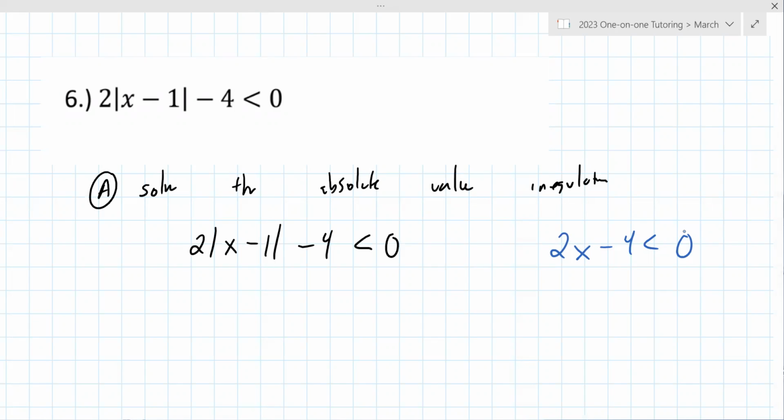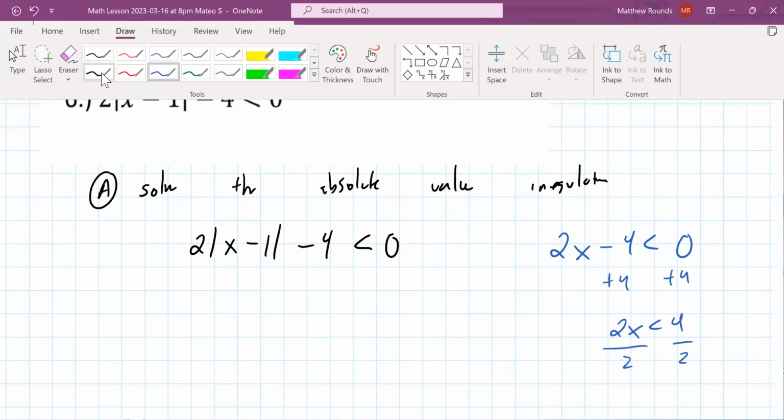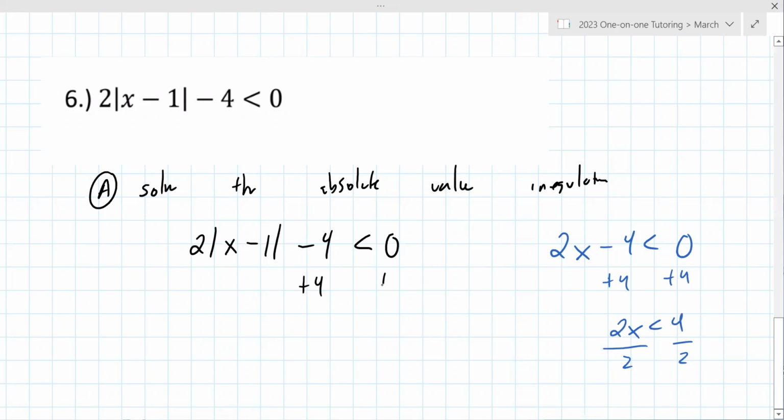Add 4 to the other side. Yes, so you add 4 to both sides, and then you have 2x less than 4. Then you would divide by 2. So it's the same thing on the left here. You're going to add 4 to both sides: 2 absolute value x - 1 less than 4, and then divide by 2.